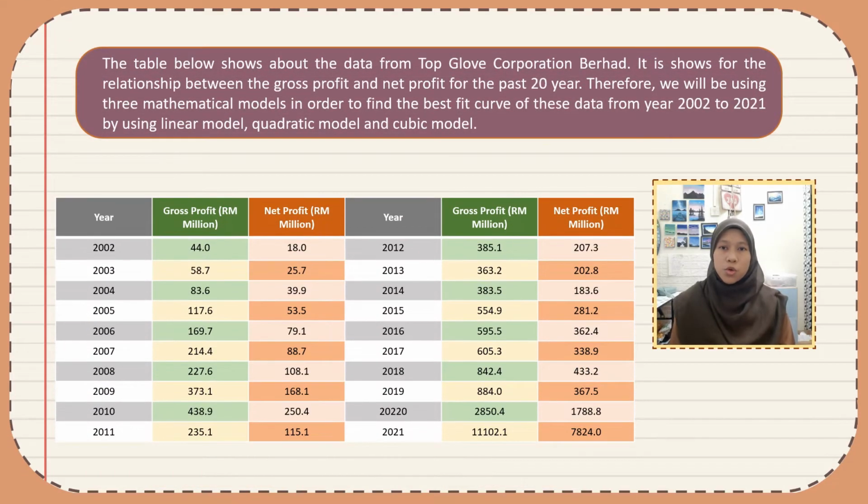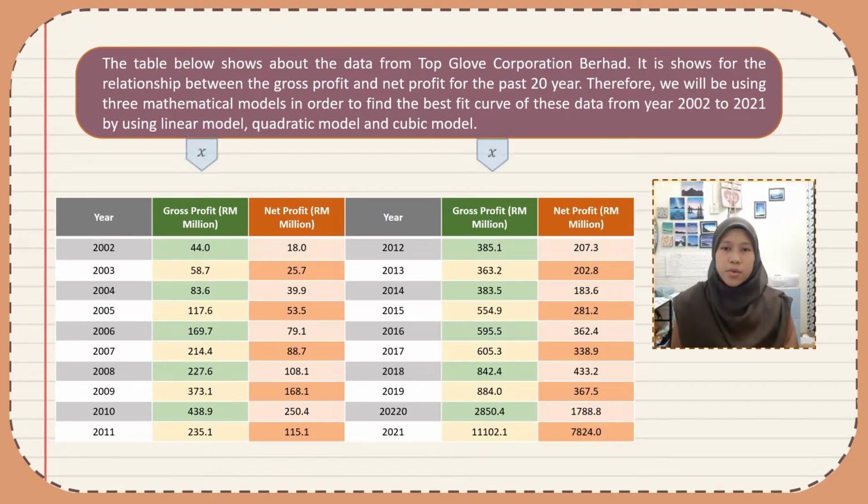The table below shows the data from Top Glove Corporation Berhad. It shows the relationship between the gross profit and net profit for the past 20 years. Therefore, we will be using 3 mathematical models to find the best fit curve of this data from year 2002 until 2021, using the linear model, quadratic model, and cubic model. The gross profit represents the X variable, while the net profit represents the Y variable.